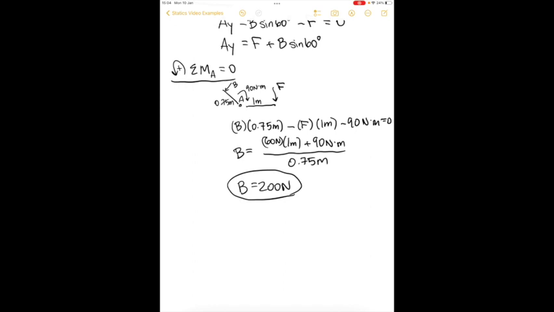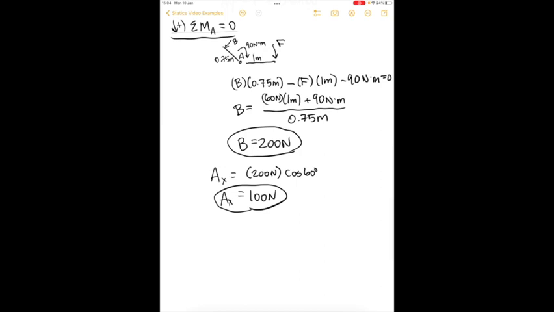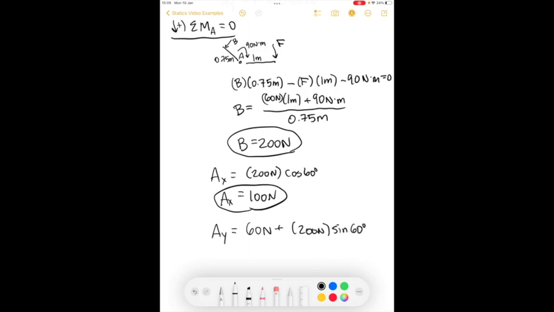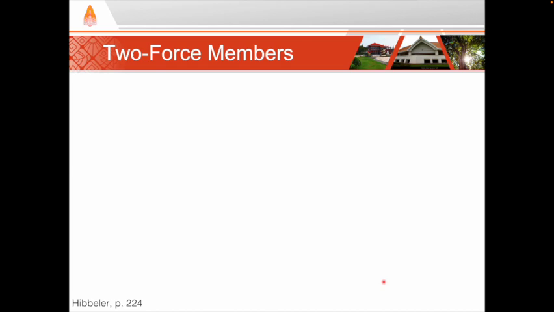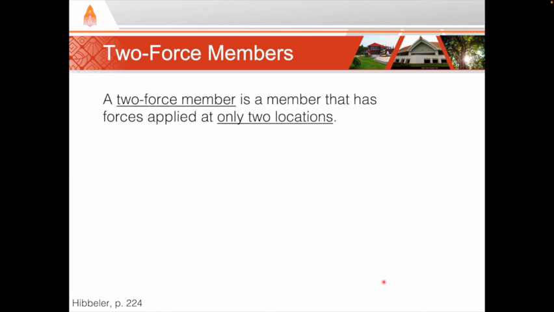Now we can go back to our equations and find that AX is equal to 100 newtons, and we can solve for AY, which is 233 newtons. There we go. Now, there is a trick we can use sometimes to simplify a problem.